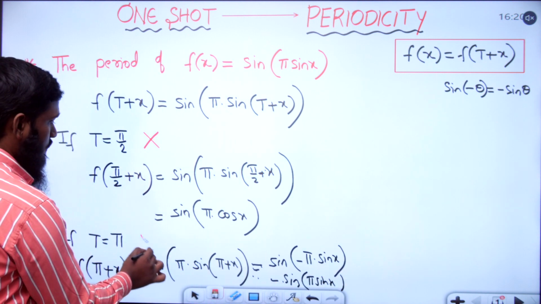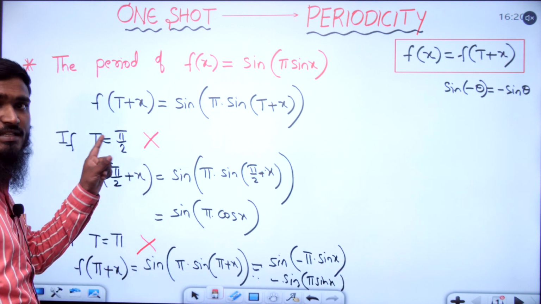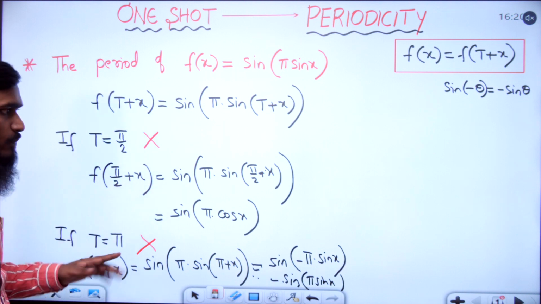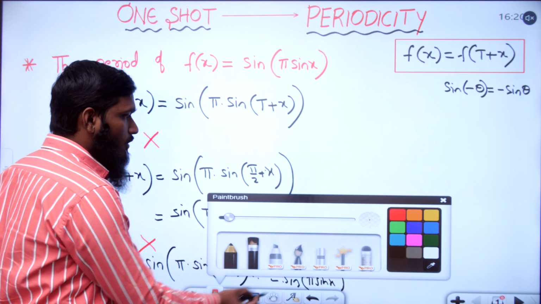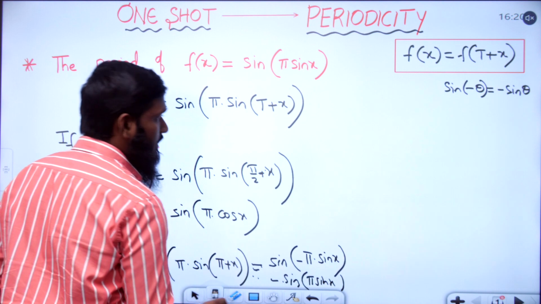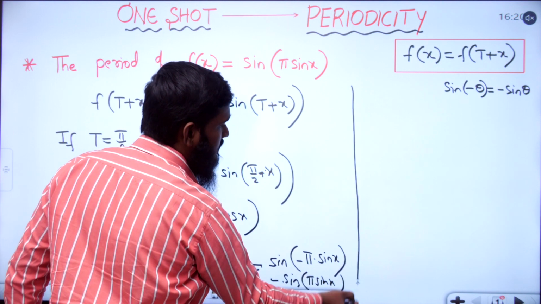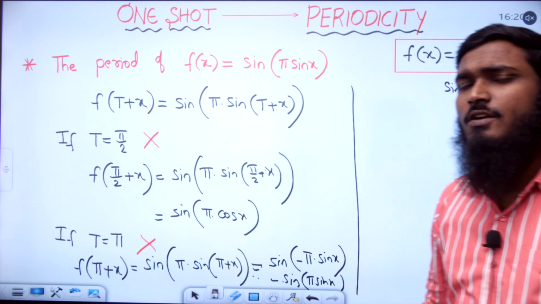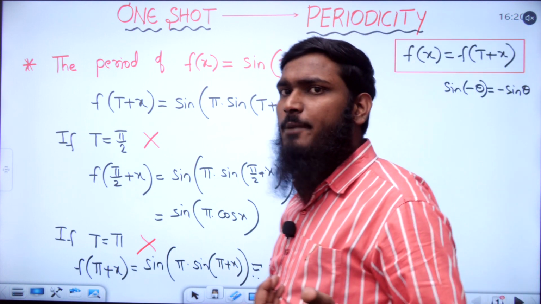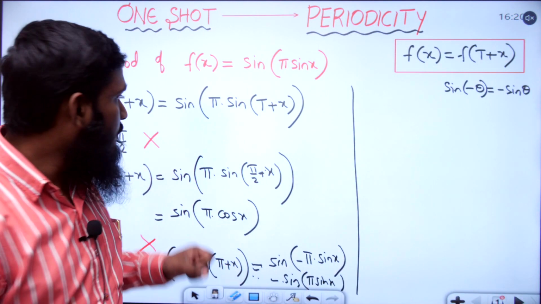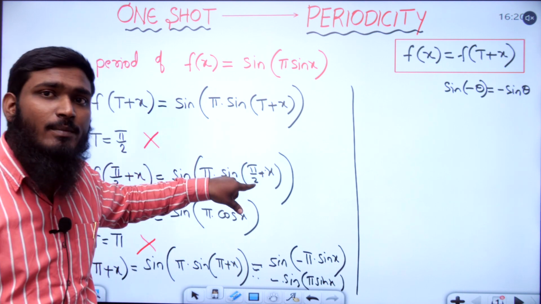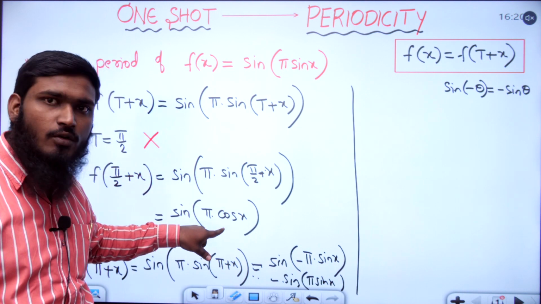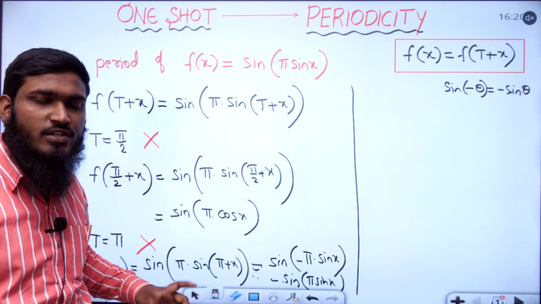This condition is also not satisfied. Okay, t equals pi by 2 is not satisfied, t equals pi is not satisfied. Now let us take another case. What is the next case? t equals 3 pi by 2. What is the meaning of 3 pi by 2? 270. If you take 90 here, sine gets converted into cos. It is not satisfying the function.